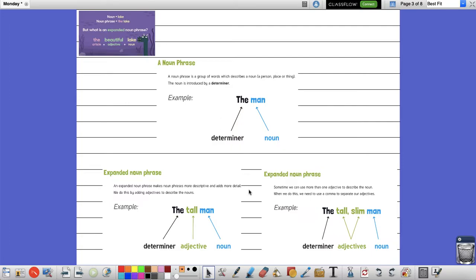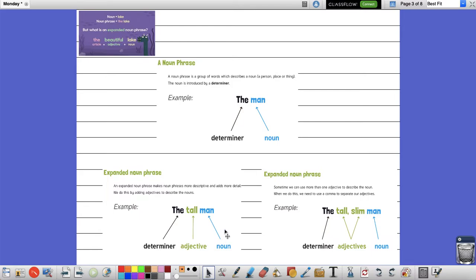Now, an expanded noun phrase adds more description and detail to the noun, describing the noun. So with this example here, we've got an adjective put before the noun. So now it goes determiner, adjective, noun. So the example is the tall man. Again, we can replace the noun for any other noun. It could be the tall girl, the tall chair, the tall building. We could change the adjective to a different one, the mean man, the kind man. Okay, so that's an expanded noun phrase, and we've used a determiner, an adjective, and a noun in those phrases.